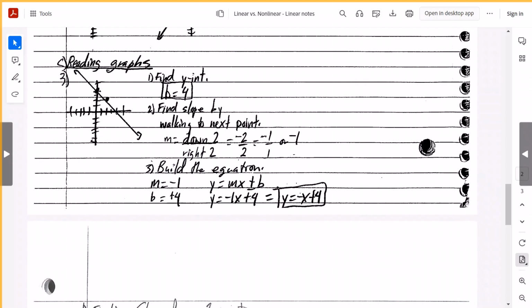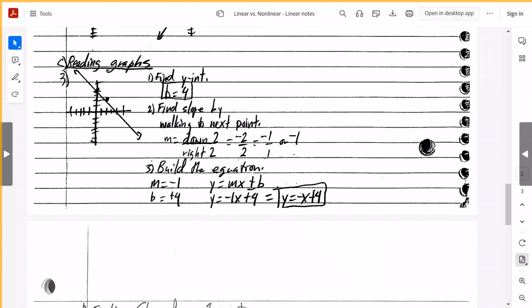Okay, reading graphs. So here's one that's already been pre-built. So when you're reading graphs, the steps are pretty much the same. First thing, find the y-intercept. The y-intercept on this one is positive 4, so our b is 4. Next, find the slope by walking to the next point. You always find the vertical change first because it goes in the top of slope, and then you find the horizontal change second. So that's why we went down 2, right 2 to get to the second point.